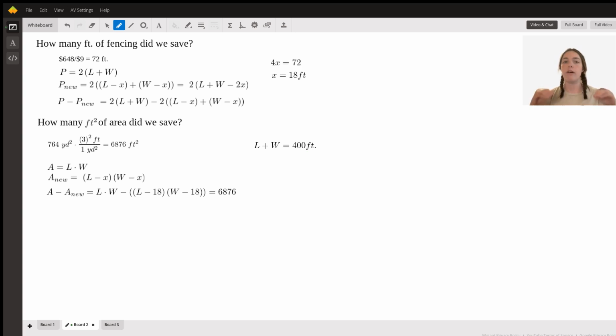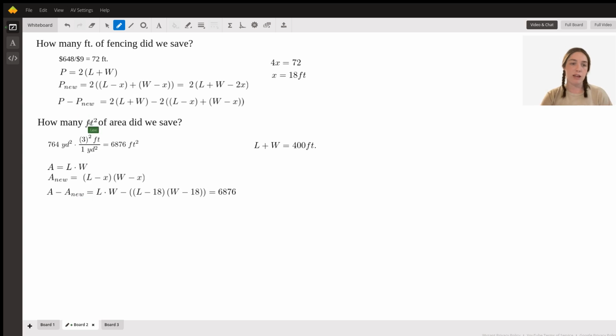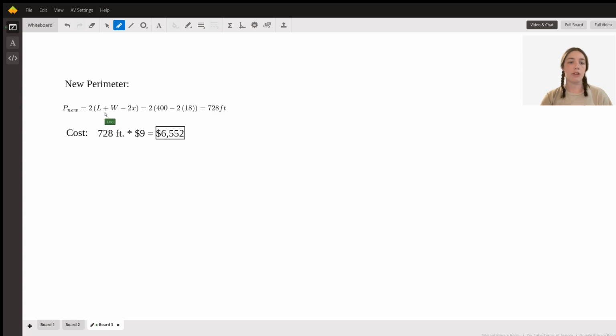We just need to figure out how much fencing we have and then multiply that by 9 for the cost of the fence. To do that, we have our P new formula, which is the same formula as this right here, but simplified. And that gives us 2 times L plus W minus 2x. Plugging in 400 for our L plus W and 18 for our x gives us 728 feet. We then multiply that by $9 for the cost, and that gives us $6,552. So that's how much money he saved.